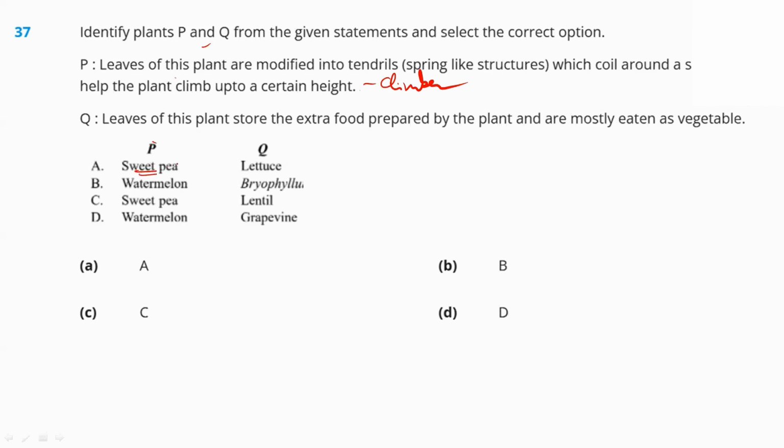Yes, sweet pea is a climber, and lettuce is a leafy plant. So Q is actually a leafy plant which is used as a vegetable also. So definitely lettuce is a vegetable. It's a plant which is used for eating and in salads also. Okay, so option number A is our right answer. P is sweet pea and Q is lettuce.